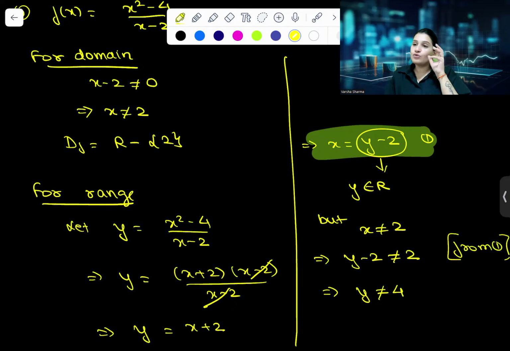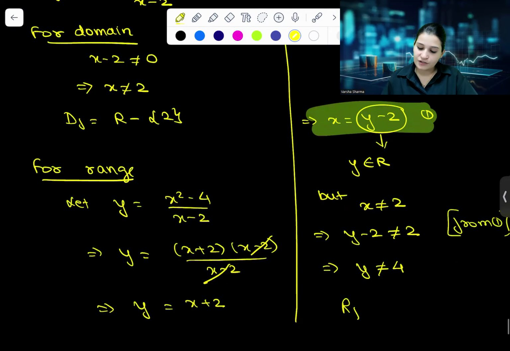So as such, looking at the equation, I realized that I have no problem with y. But there was a restriction on the domain. So if you don't have x, how can you get its answer? So I should not even have 4 as the answer. So now you tell me what will be my range? All real numbers except 4. Very good. All real numbers except 4. Understood?